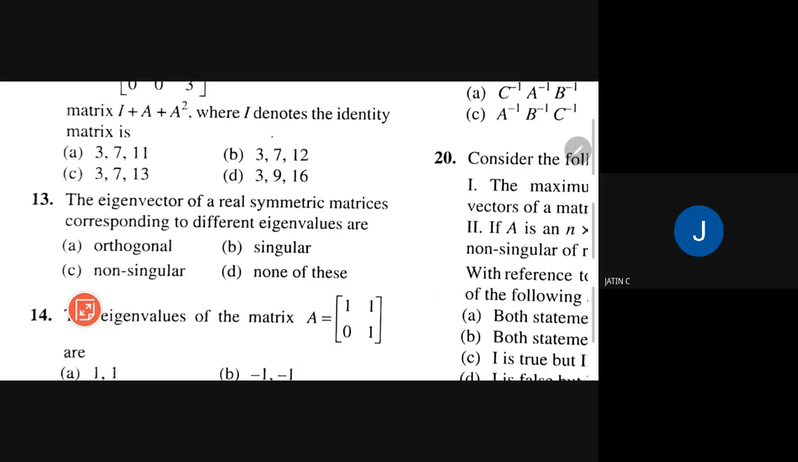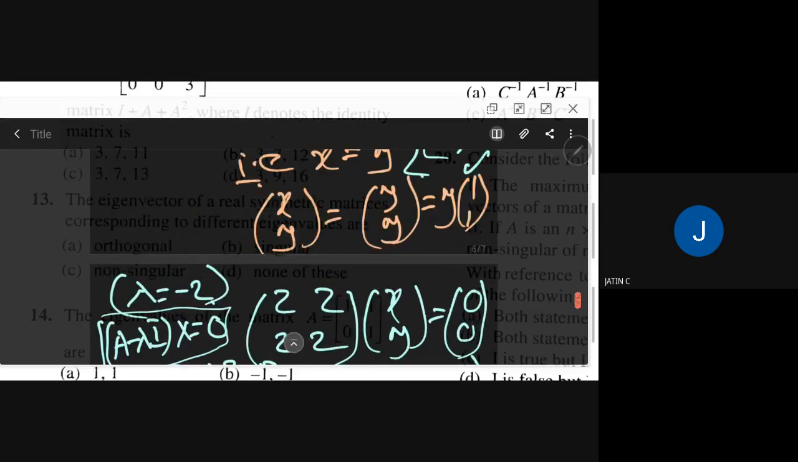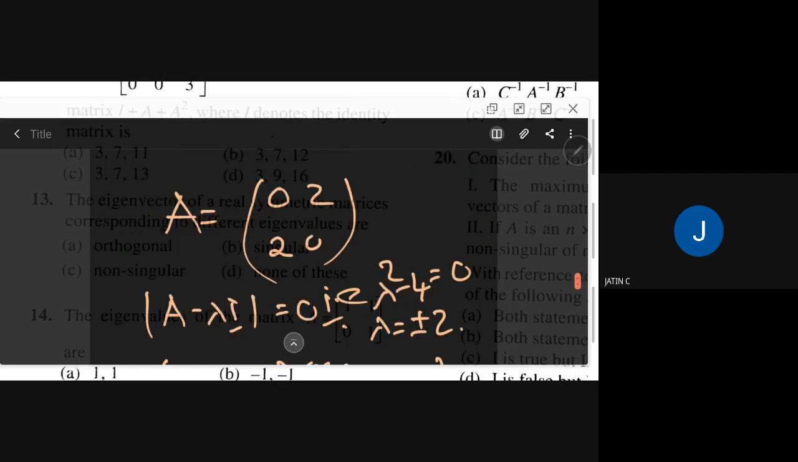The eigenvectors of a real symmetric matrix, only when it is real symmetric. Symmetric here means that for this matrix, A transpose is the same as A. That is why it is symmetric. All the elements in this matrix are real. For that one, if you take distinct eigenvalues and corresponding eigenvectors, you will get them as orthogonal.